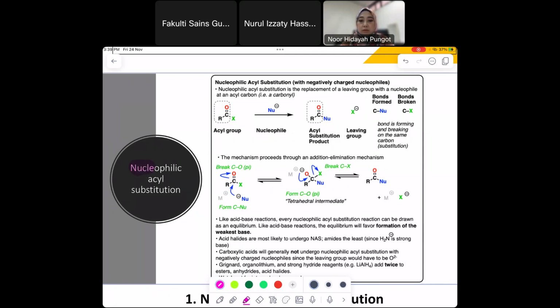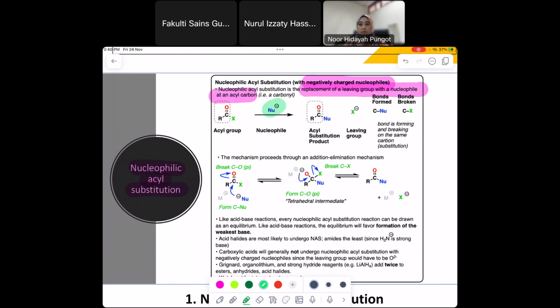Okay, this mechanism. So what this mechanism is all about is actually trying to make a new derivative from our carboxylic acid. Tetapi not a carboxylic acid per se, but it's actually on the acyl substitute. So when nucleophilic acyl substitution, usually you use negatively charged nucleophile. So we replace the leaving group with nucleophile at the acyl carbon, which is the carbonyl. We need a nucleophile because that is our base, and our negative charge species lah.